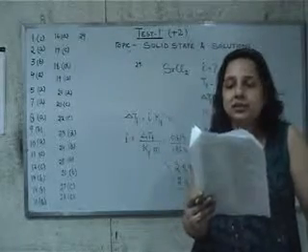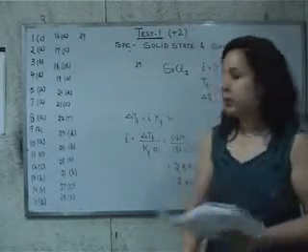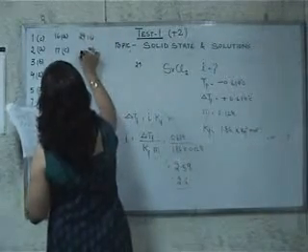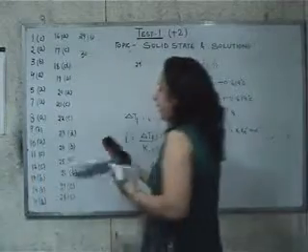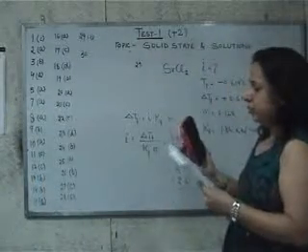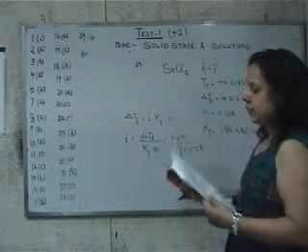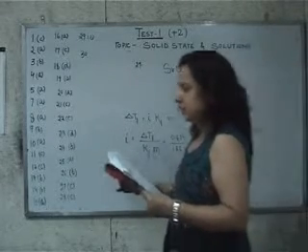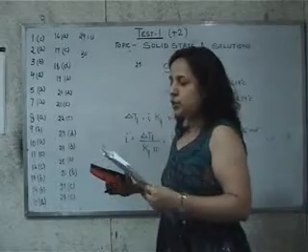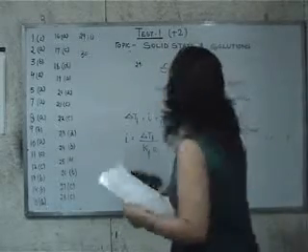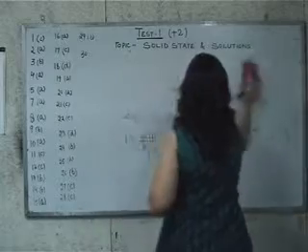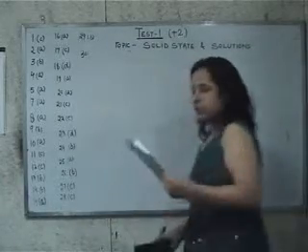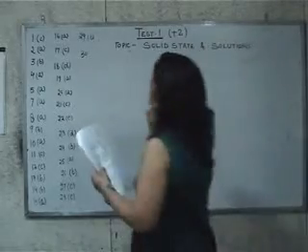Last question of the test is the 30th question. 0.1 molar solution of K4Fe(CN)6 freezes at a particular temperature, minus 0.651 degrees Celsius. The percentage ionization of this salt in water is. Here we want to calculate alpha, that is percentage ionization, degree of dissociation, same thing.